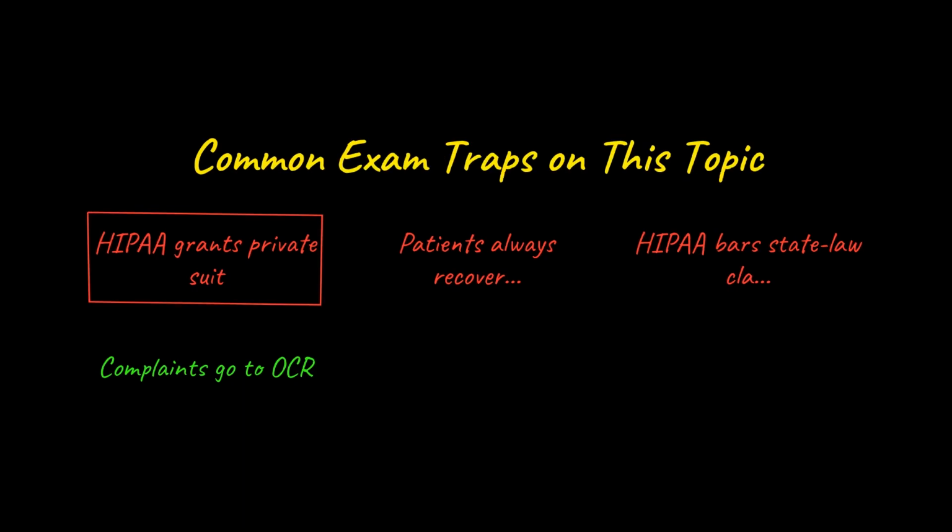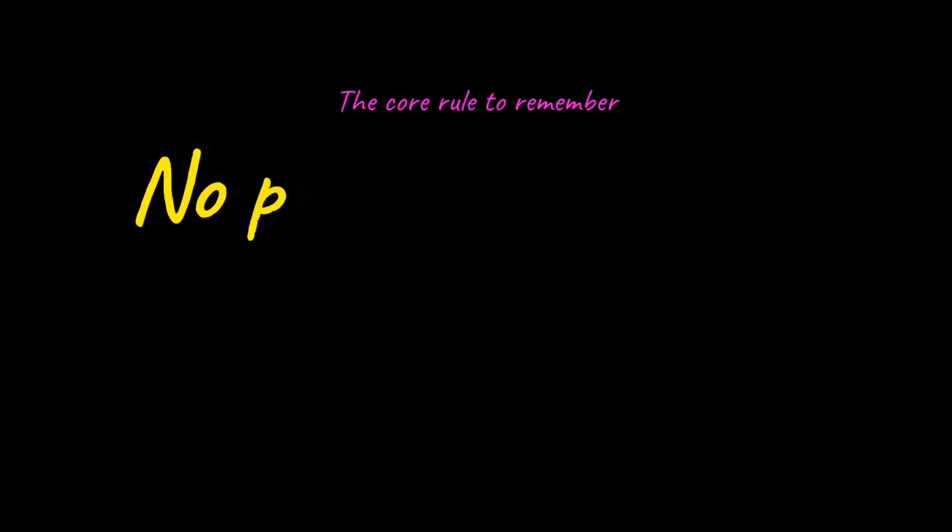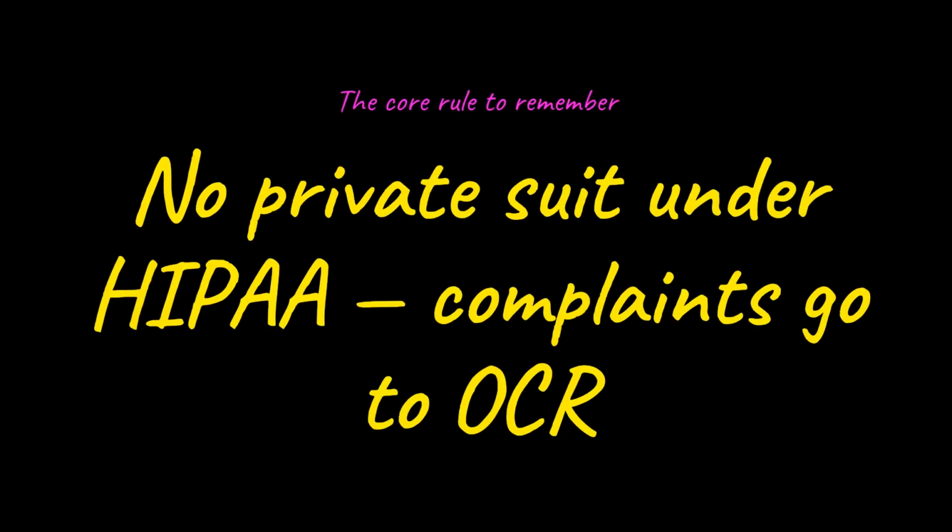Exam questions on this topic use predictable traps. Claims that HIPAA grants a private right, that patients always recover damages, or that HIPAA blocks all state claims are all incorrect. The correct principle is that individual suits under HIPAA are not available and complaints go to OCR. When you see a question about a patient wanting to sue under HIPAA, remember, HIPAA routes enforcement through the government, not the courts. State law and OCR complaints are the real avenues, not a personal lawsuit under HIPAA itself.